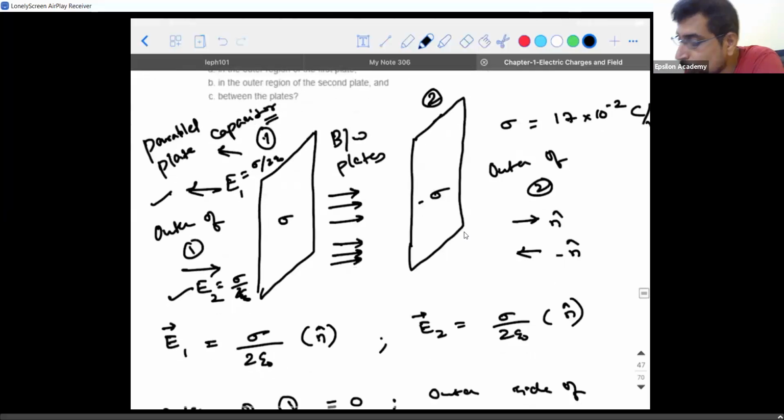Similarly, for the right hand side, the electric field due to the first sheet will be to the right. The electric field due to the second sheet will be to the left. Both are of the same magnitude, but in opposite directions. Here also they will get cancelled. So the only region where both these electric fields support each other is between the plates. Are you able to understand this? Yes, sir. Right. So this is what happens.